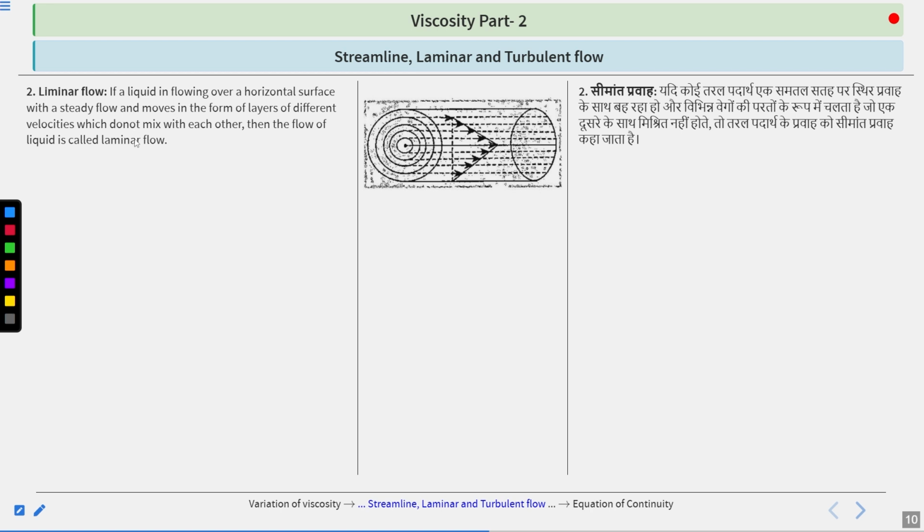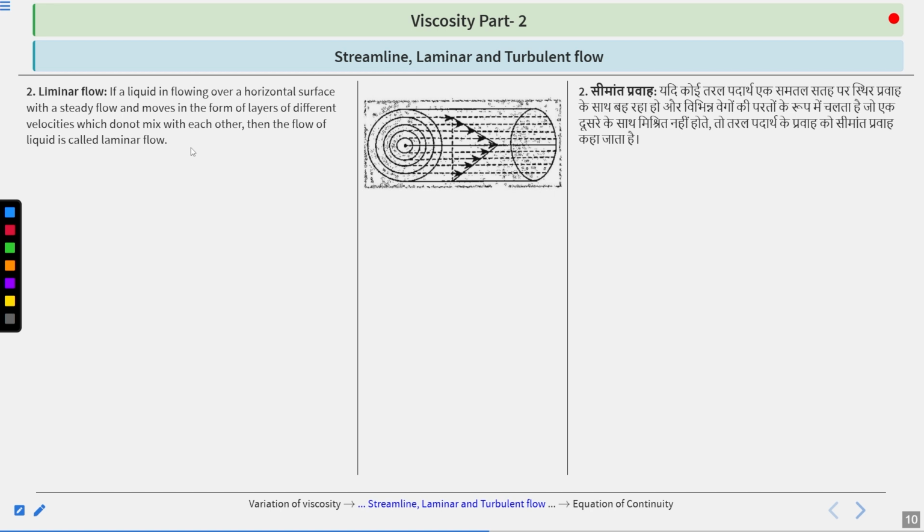But another condition is that they do not mix with each other. Are they mixing with each other? Could you see it? No. They are not getting mixed with each other. This is not intersecting this path. No one is intersecting each other's path, which means they are not getting mixed. They are flowing parallel to each other but with different velocity.